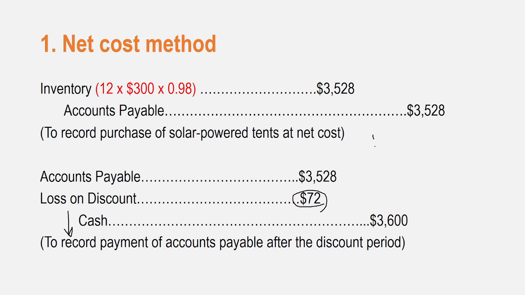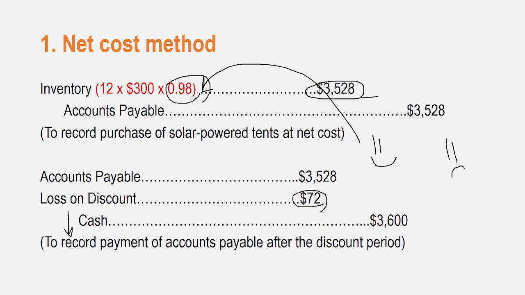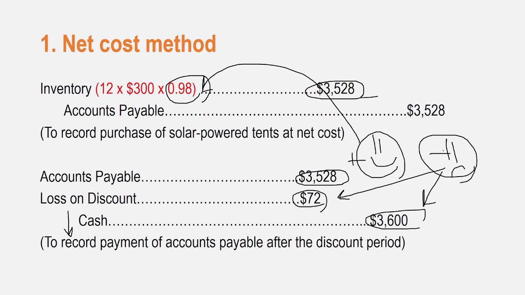We think positively at first because we think that we use this 98% discount and we pay 3,528. But what happened then is something negative, because we cannot use this amount and we should pay the full amount, and we lost $72. So total cash is 3,600. To match these two conditions together, we need to use the account loss on discount.